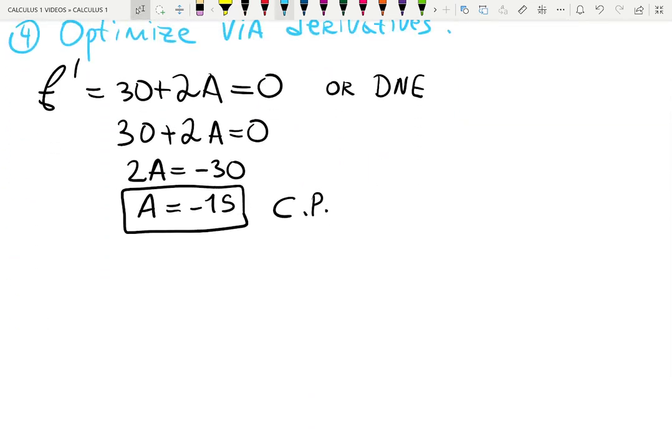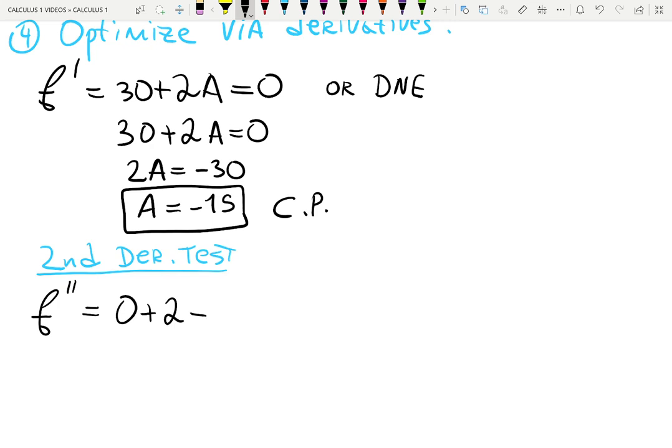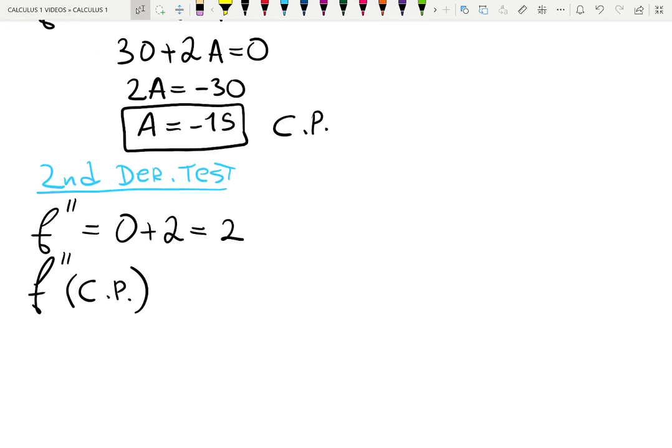Now, choose the method. I will choose probably the second derivative test. It's kind of easier to work with the second derivative test when numbers are easy, and also when the function is easier to differentiate a second time. Second derivative test, as you can see from the name, requires the second derivative. It will be 0 plus 2, which is 2. And the idea is you need to plug into the second derivative the critical point you found, and check the sign.